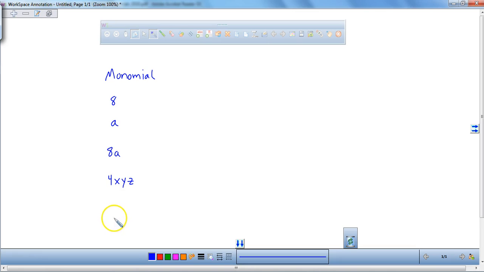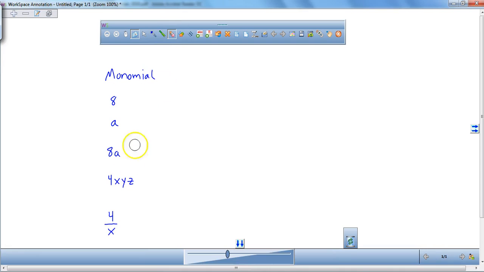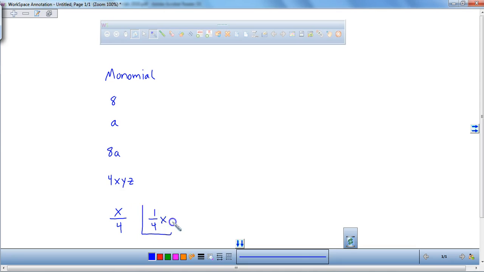One thing that's not considered to be a monomial is like 4 divided by x. That would not be considered to be a monomial. But I could say x over 4 is a monomial because you could rewrite that as 1/4 of x. So monomials can be multiplied, like variables and constants are allowed to be multiplied together. You just can't put it in the denominator.